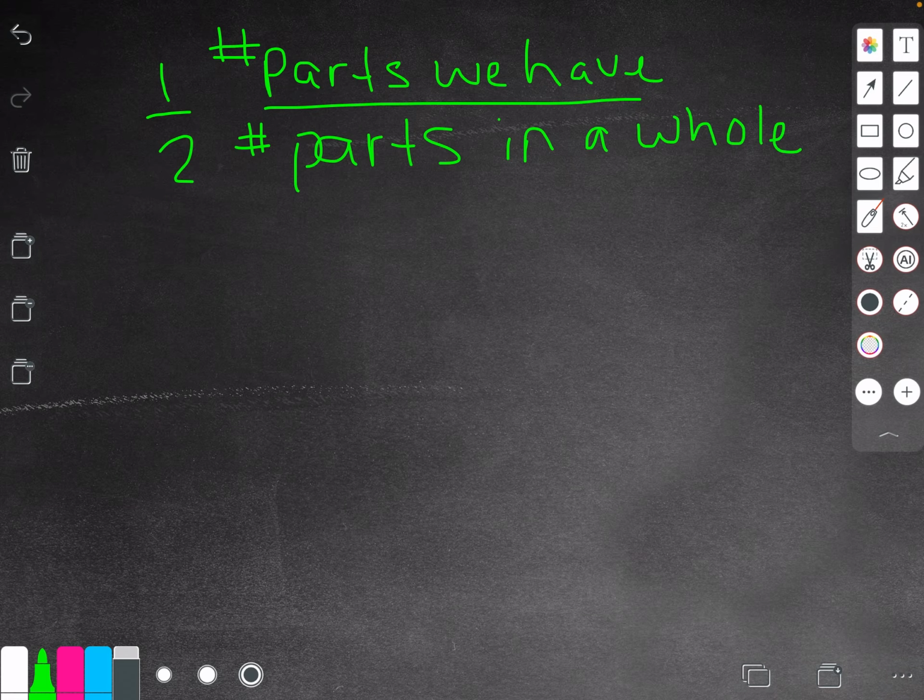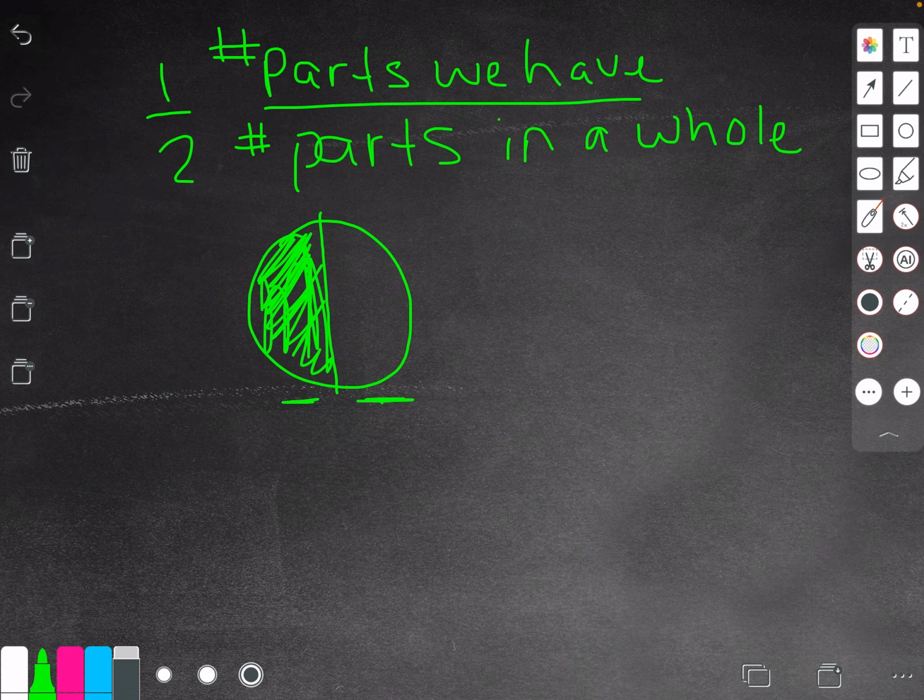So if we were going to draw this 1/2 as a shape, say for instance a circle, a pizza or a cookie, it is broken into two possible pieces, and we are concerned about one of those two pieces. This is 1/2 of a pizza.